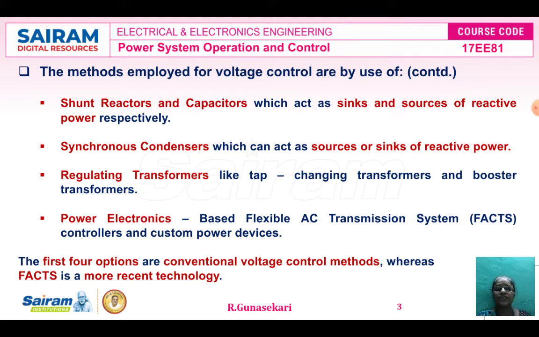The options are shunt reactors, shunt capacitors, synchronous condenser, regulating transformers, the static volt ampere reactive compensator, and reactive power injection. These are the conventional voltage control methods only, but FACTS is the more recent technology used for voltage control in the power system.